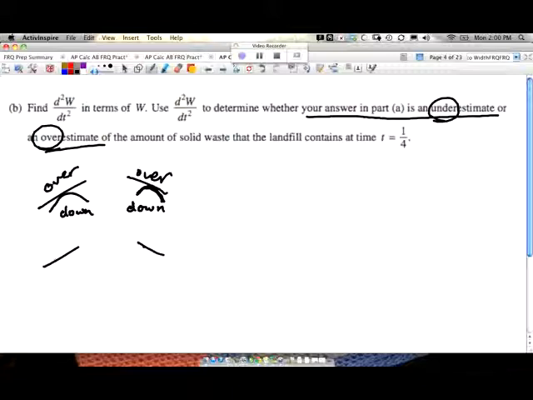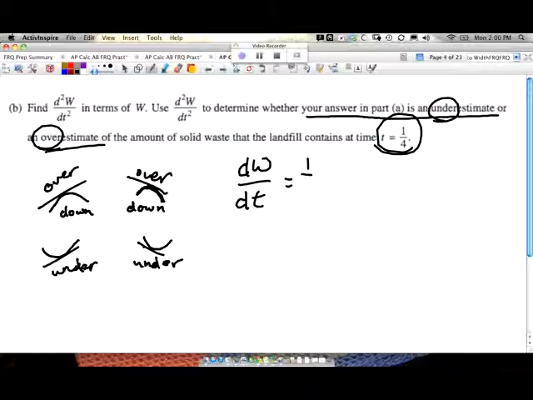But if we have our tangent line, no matter if it's increasing or decreasing, and it's concave up, it's going to sit like that. So then it's under. So all we've got to do is figure out if we're concave up or concave down with the second derivative at t equals 1/4. Okay, so dw/dt equals 1/25 times (w minus 300). If I simplify that a little bit, that'd be w over 25 minus, what's 300 divided by 25? That's 12. But honestly, who cares?